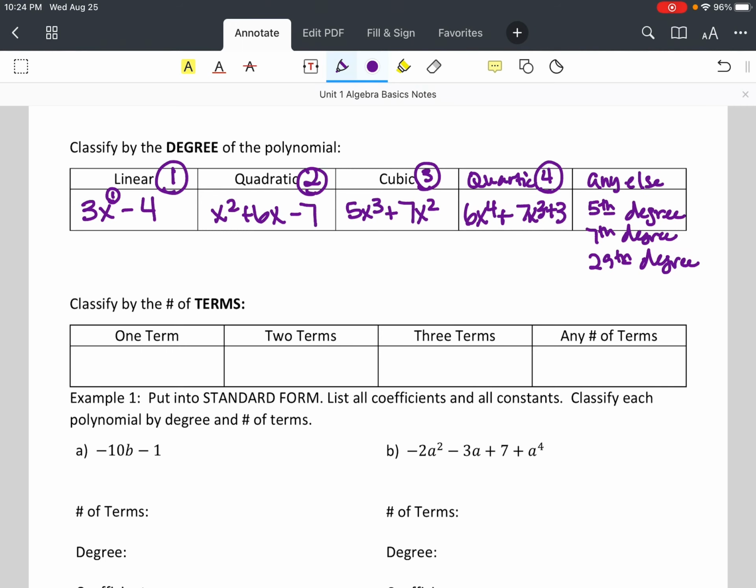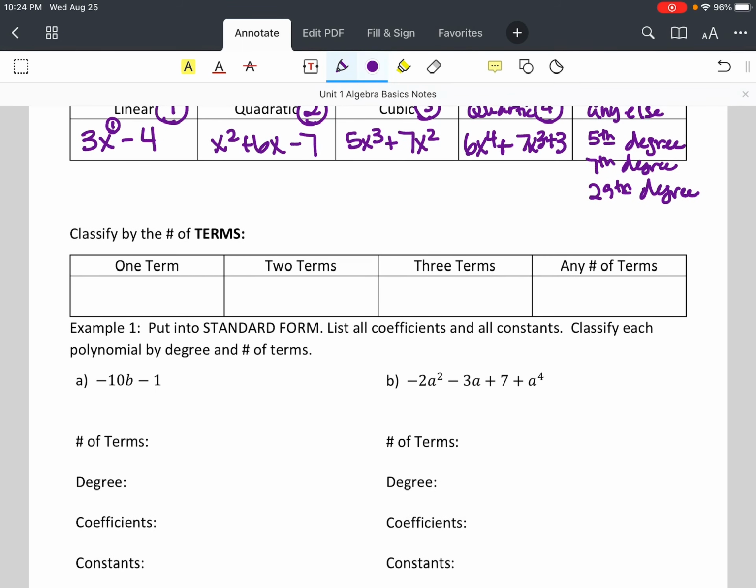When we classify by the number of terms, the special name for one term is a monomial. The special name for two terms is a binomial. I just need to spell it correctly. The special name for 3 terms is a trinomial. And the special name for anything else, and actually, as we discussed before, even a binomial or a trinomial can all be called a polynomial.